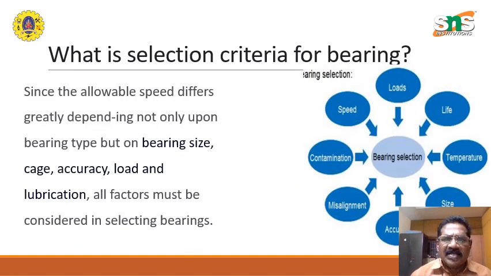Now, what is the selection criteria for bearings? You have to look at speed, and at loads. What is the life of the bearing? What is the temperature at which it is working? What is the type of actuation? What is the size of the motor? If there is any misalignment, how do I overcome or accommodate that? And there is contamination, any dirt particles, etc. All these things are factors in the selection criteria for a bearing.